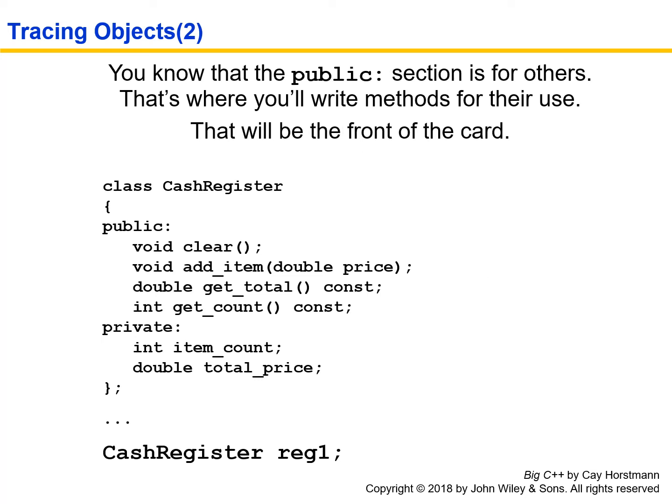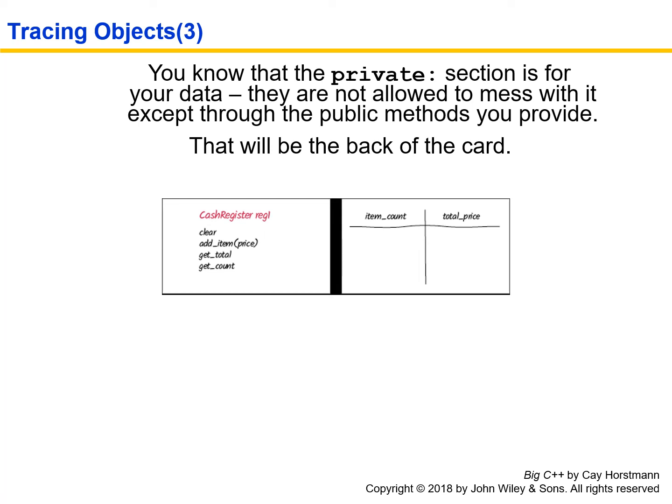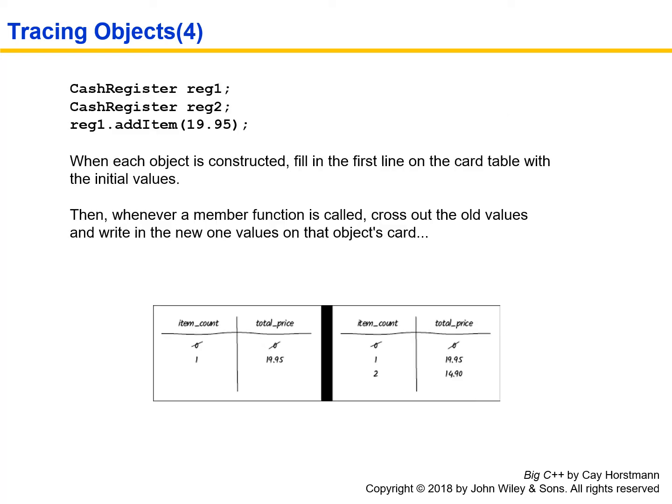Remember, our cash register object has an int item count and a double total price. So the back of your index card is going to have a little table with a column for item count and a column for total price. They initialize with values of 0, then we add an item that's $19.95, and so item count goes to 1 and total price goes to $19.95. And we could keep playing through more code and see what happens as we do that.